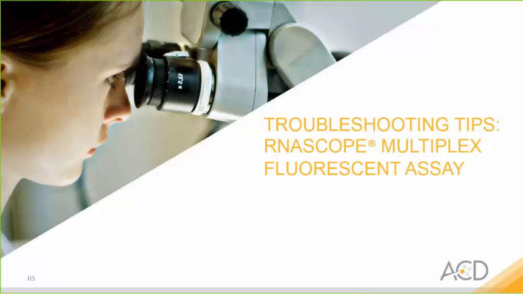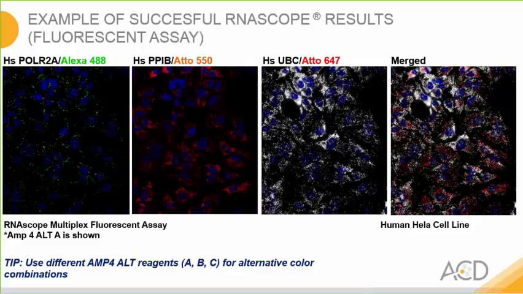Okay, so now I will discuss troubleshooting tips for the multiplex fluorescence assay. When your assay is successful, you should see images like this based on expression level. Polr2A is green, PPIB is red, and UBC is far red, and this is using the AMP4 L8 option.